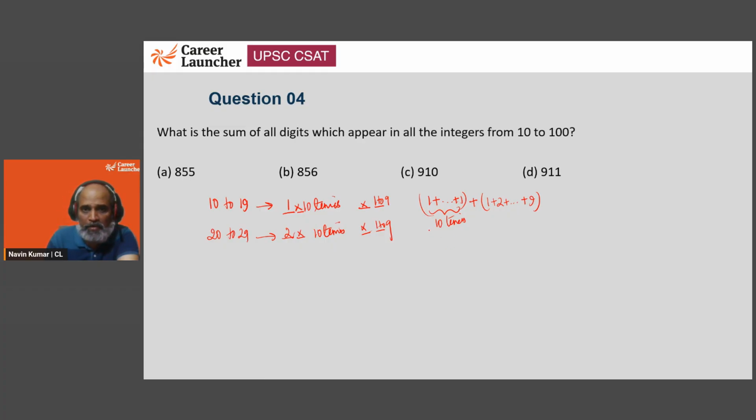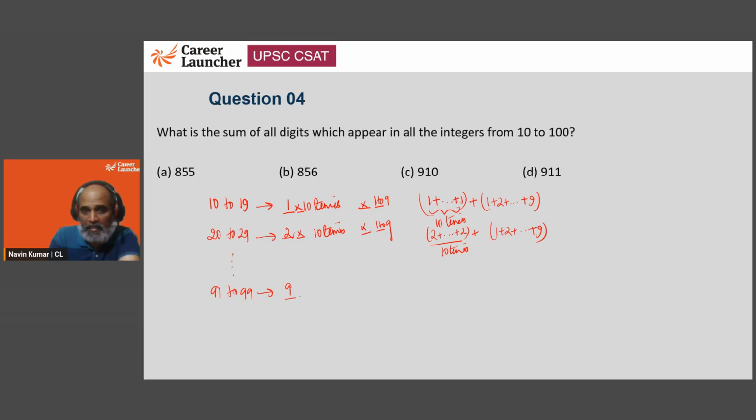So 2 is going to be written 10 times, and then we will have the sum of the numbers from 1 to 9 as well. If we continue like this, finally we will have 91 to 99. That's the last 10 numbers.